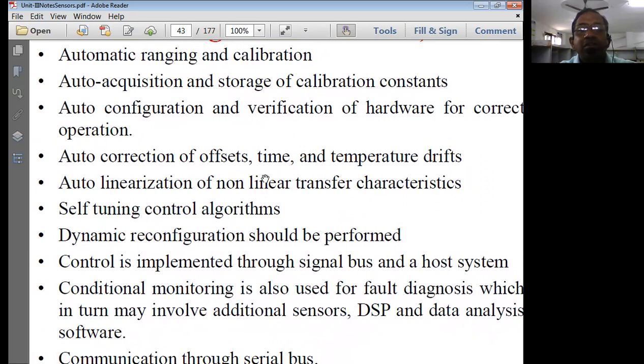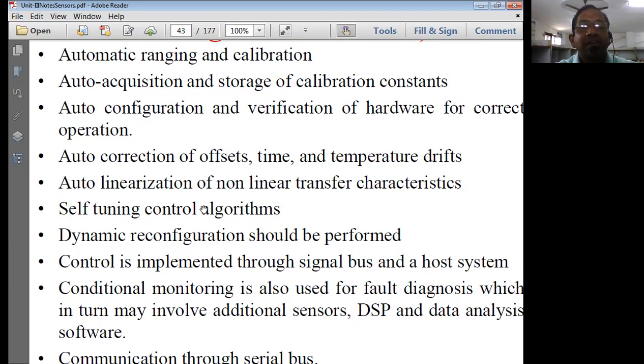The next is auto correction of offsets, offset values. What does offset mean? Something like noise transmission. When will the noise be received by the system? If the noise is above the threshold value, then only is the noise normally taken into the system, right? That is what is called threshold values, normally figured out by offsets. So offsets are nothing but index values. Based on the index value, the further processing is normally done. Then auto time corrections and auto temperature drift corrections have to be done.